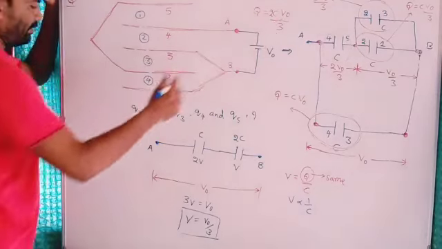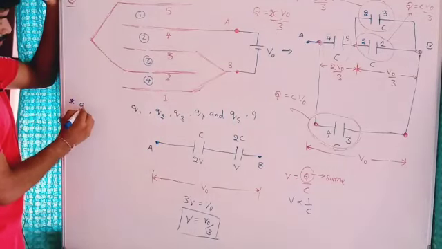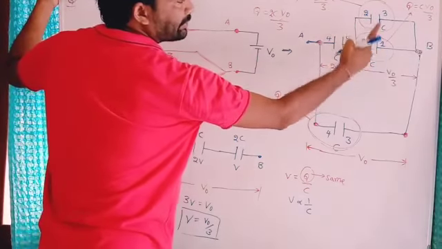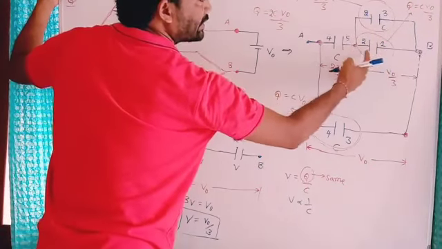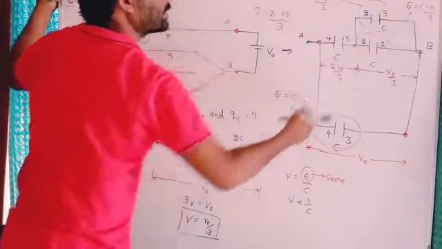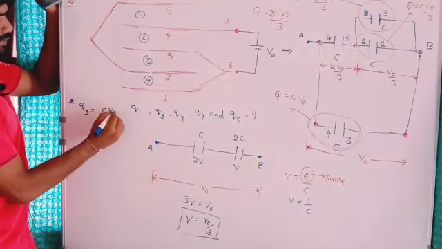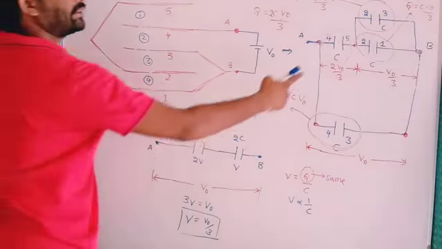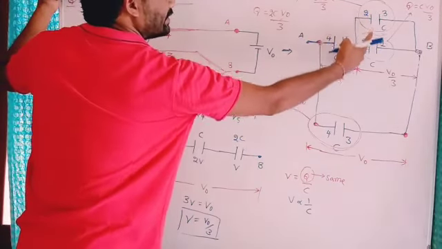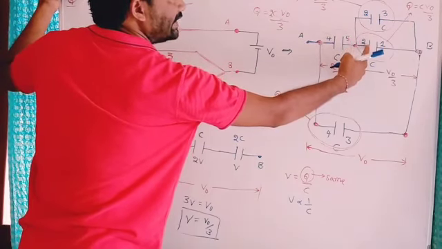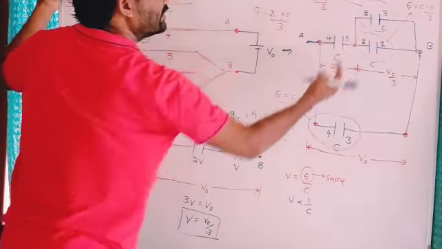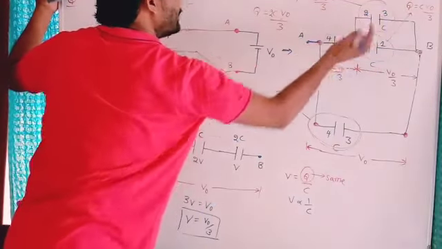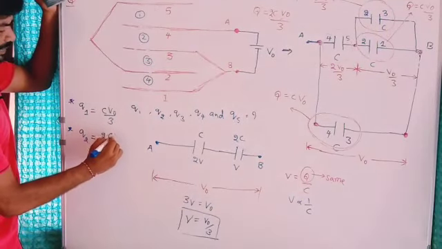So look at this diagram. The first plate only contributes to one capacitor. The charge on the first plate is CV naught by 3. The second plate contributes to two capacitors, this and this. Here CV naught by 3, here also CV naught by 3. The charge on the second plate is this plus this, which gives 2CV naught by 3.